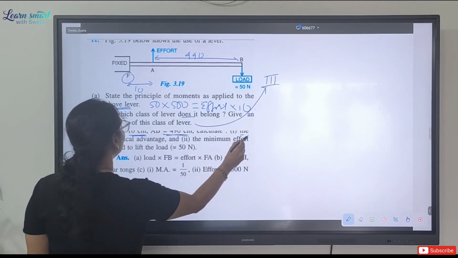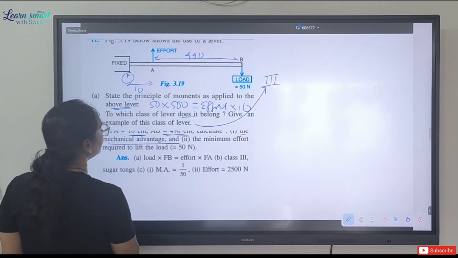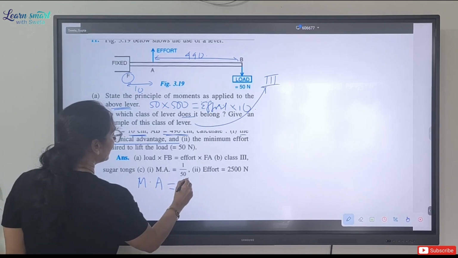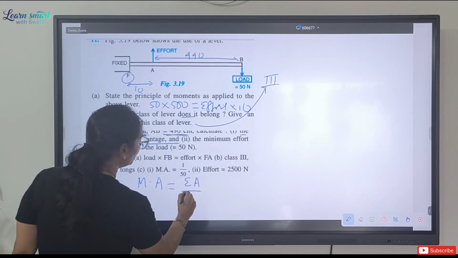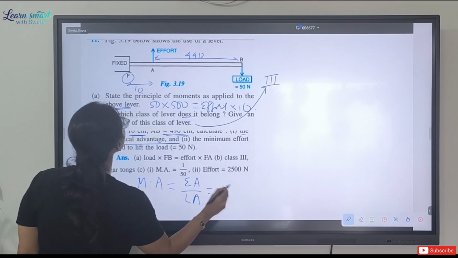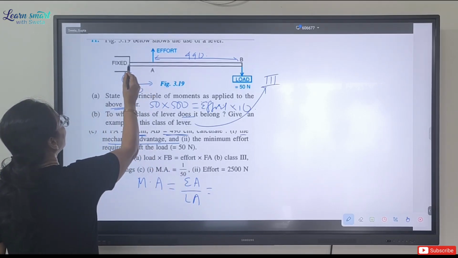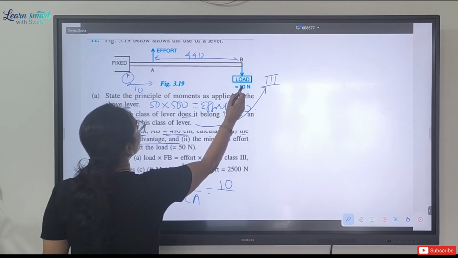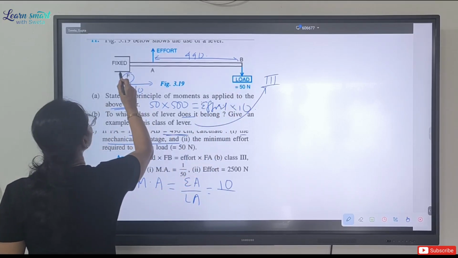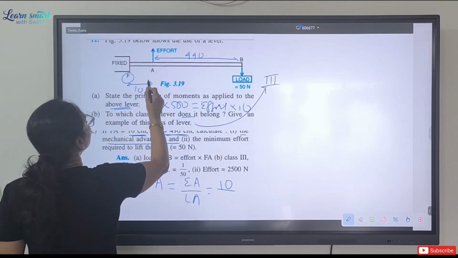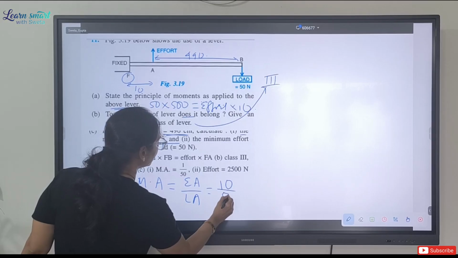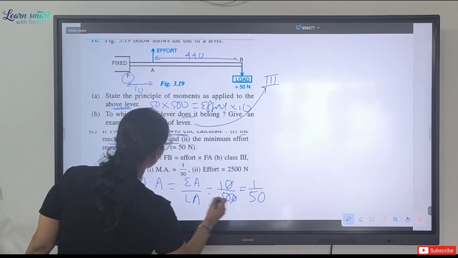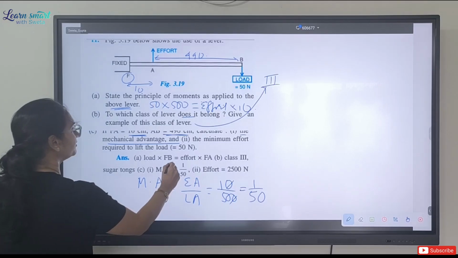Now they have told us to calculate the mechanical advantage. So mechanical advantage will be how much? Effort arm upon load arm. How much is the effort arm? Between effort and fulcrum, the distance is 10. And load arm, so load is here and fulcrum is here. So 490 plus 10, 500, which means 1 upon 50. So mechanical advantage is 1 upon 50.